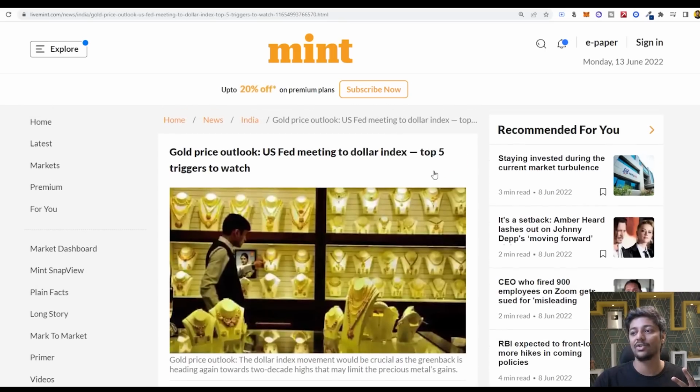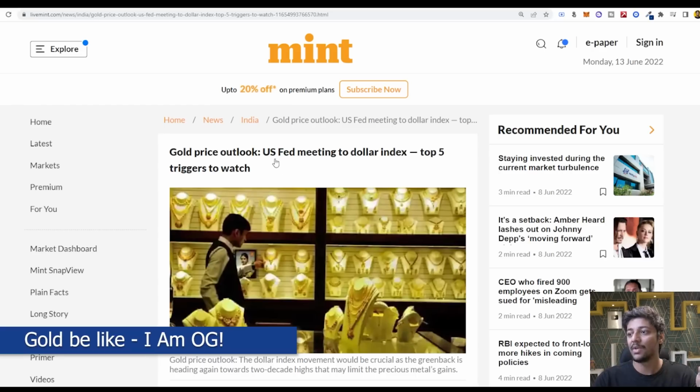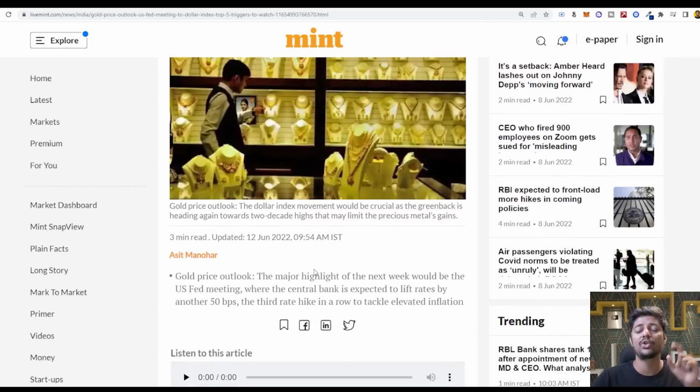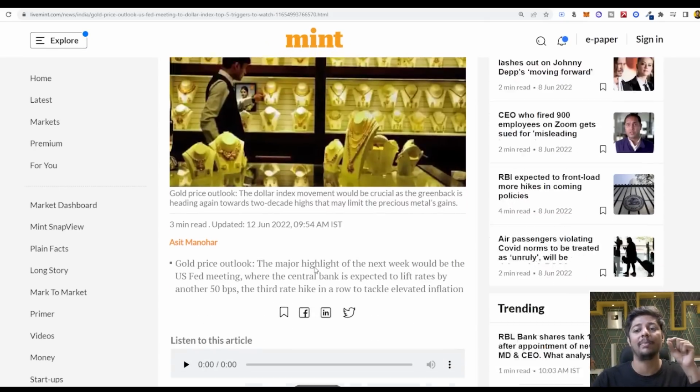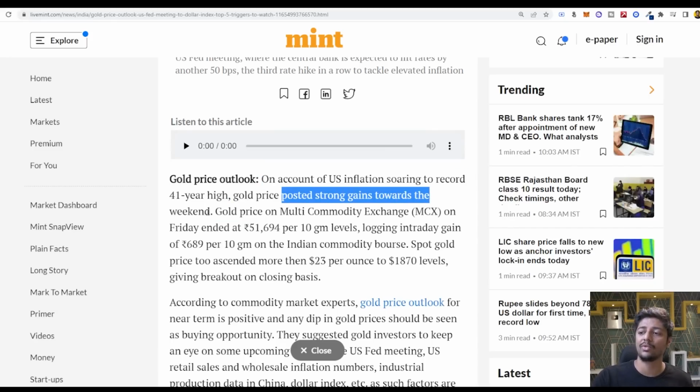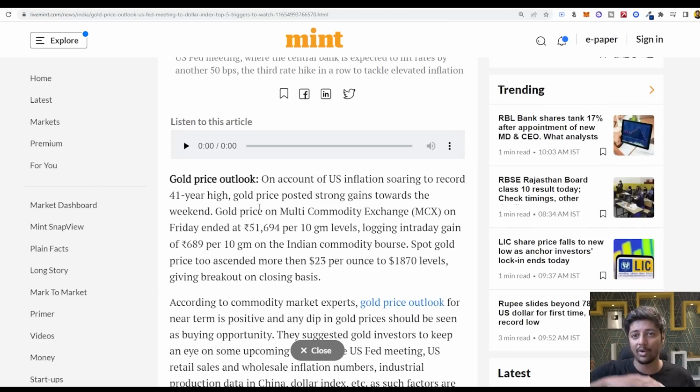One, which is the age-old asset of your gold, right? Because of the US Fed meeting and the dollar index, the top 5 triggers, this is basically pushing your gold price to go up right now. And if you look at this, on account of US inflation soaring to a record 41-year high, gold price posted strong gains towards the weekend. Why is this happening? Because all the money, understand the flow of money, all the money is moving away from the Indian markets, from the Asian markets, and going into safe haven assets, right? Which is gold. They cannot keep it in their bank account. So this is going to go up.